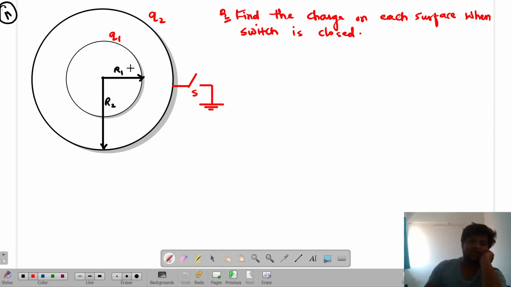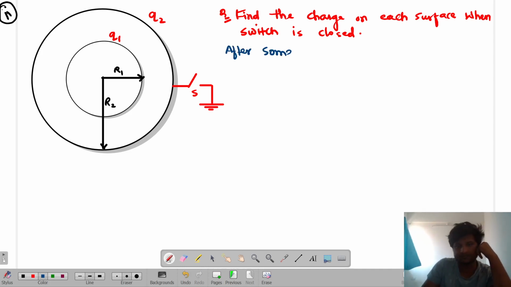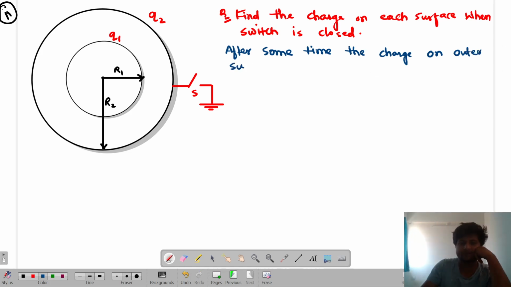Okay, so look over here. So what will happen? Let us see. So I have charge Q1 and then I have charge Q2, isn't it? So after some time, the charge on the outer surface, let's suppose the charge on the outer surface be Y. Is that clear?